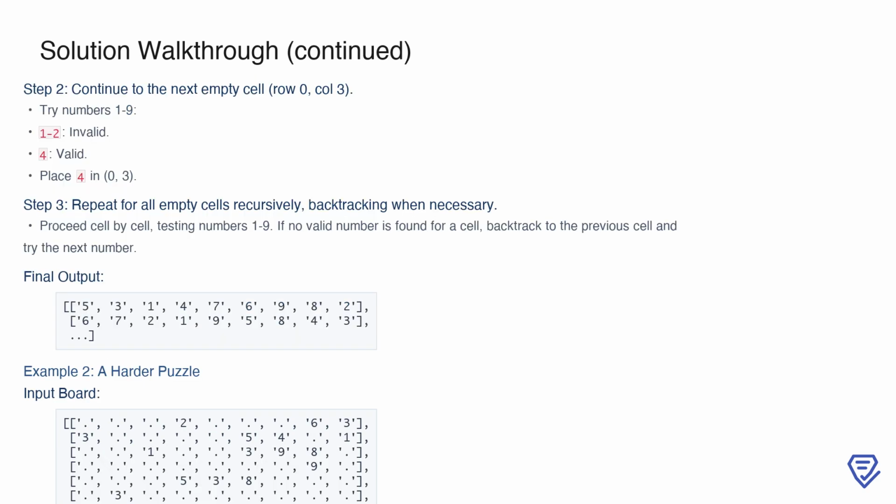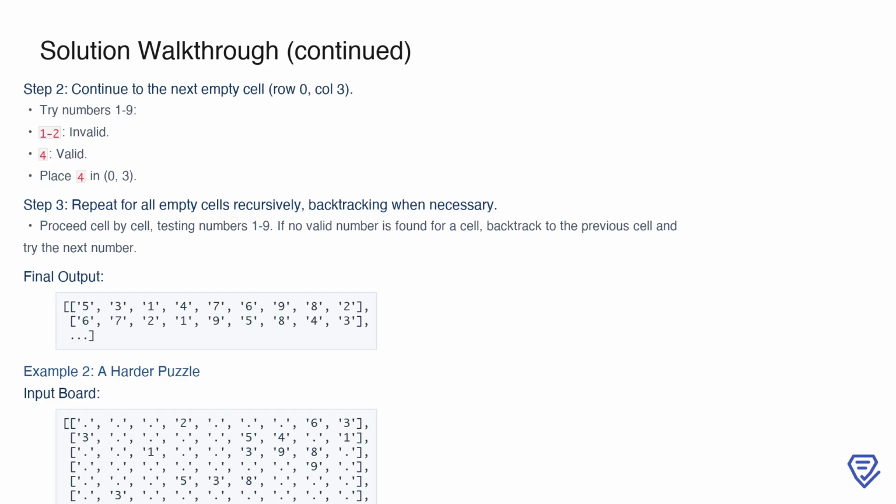Now, we move on to the next empty cell, which is at row 0, column 3. Again, we test numbers 1 through 9. Numbers 1 and 2 are invalid due to conflicts with the Sudoku rules, but the number 4 is valid. So, we place 4 in this cell. The process continues recursively, addressing each empty cell in turn.